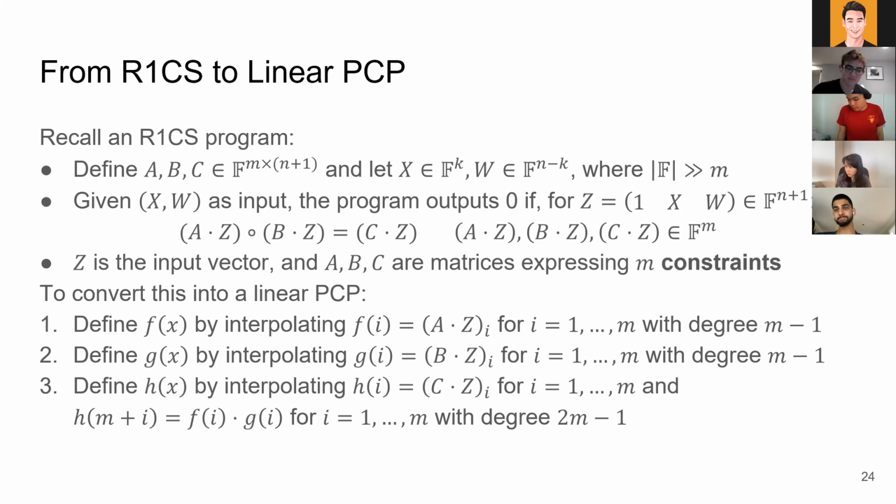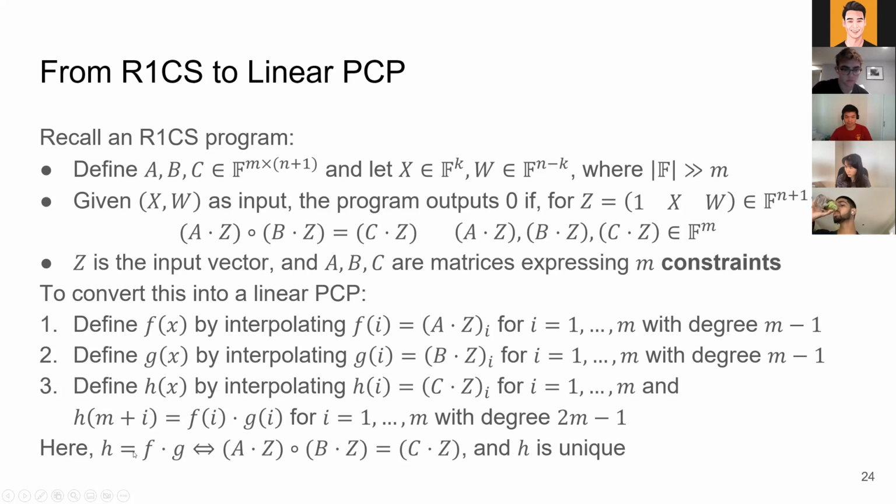Except we're doing something a little bit more complicated for C times Z. We're defining a third polynomial H that interpolates these M points from C times Z, but in addition also takes on the values f of I times g of I for M more points afterwards. You're going to see why we need to do this extra interpolation afterwards. But it means that because we have to interpolate at 2M points, this polynomial H will have degree 2m-1 instead of m-1. We're going to need this H to take on these extra values because we're eventually going to have H being set equal to f times g.